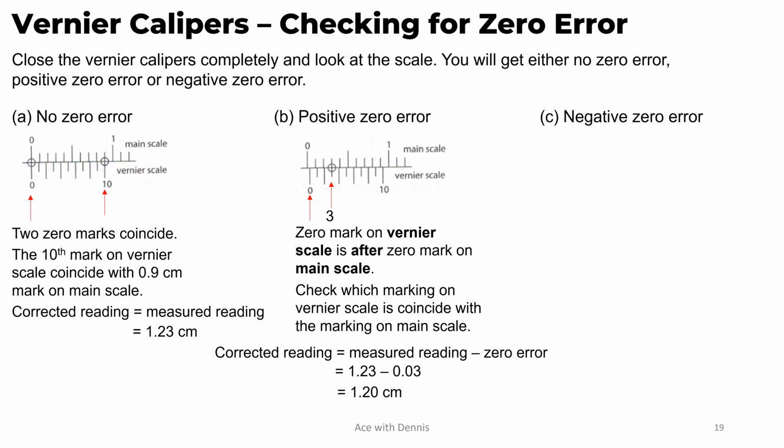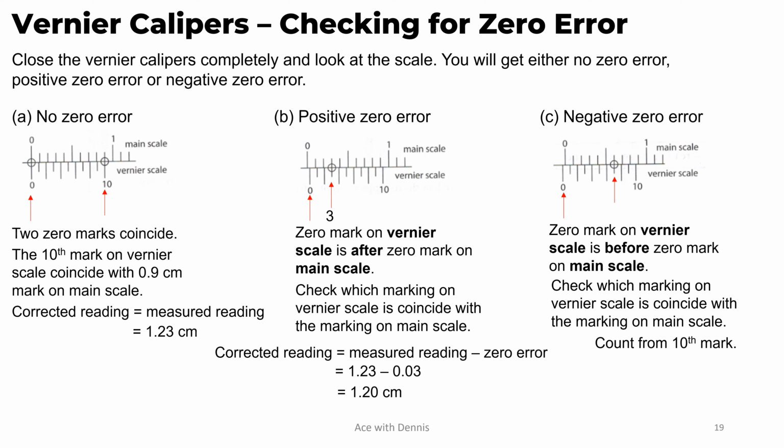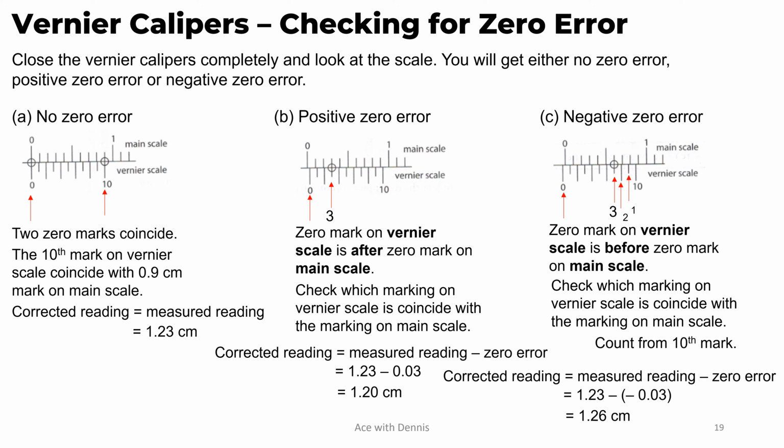We can also get negative zero error, which looks like this. The zero mark on the vernier scale is before the zero mark on the main scale. And we check which marking on the vernier scale coincides with the marking on the main scale. We count from the 10th mark. So 1, 2, and 3. Hence, the corrected reading is the measured reading minus zero error, which is 1.23 minus negative 0.03 for our case, and we'll get 1.26 cm.